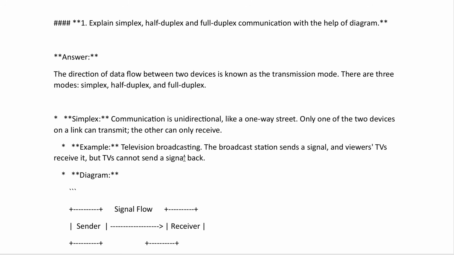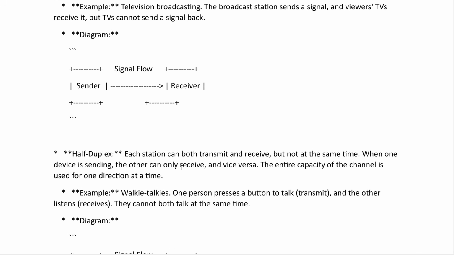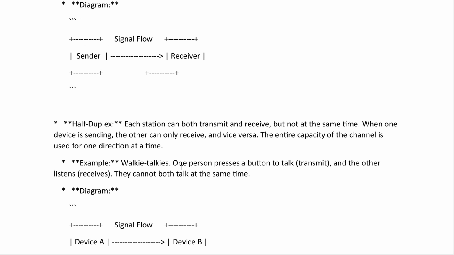Example of simplex communication is television broadcasting. The broadcast station sends a signal, viewers' TVs receive it, but TVs cannot send a signal back. So there is only a one-way communication called simplex communication. Second is half duplex. Each station can both transmit and receive, but not at the same time. So when one device is sending, the other can only receive and vice versa. The entire capacity of the channel is used for one direction at a time.